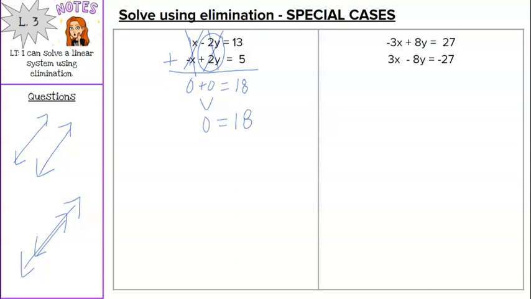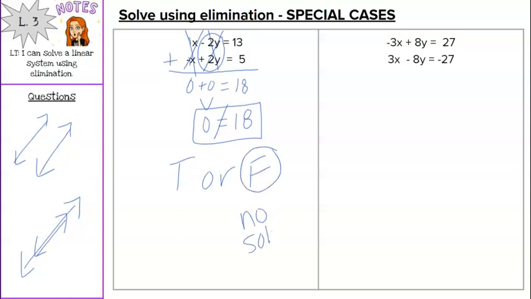Now in this case we have no variables left over. When this happens, when you do not have a variable anymore, you have to ask yourself, is this equation true or false? Does 0 equal 18? Nope, it's false. If we say false, that means there's going to be no solution. That means those lines are parallel and they are never, ever going to cross.